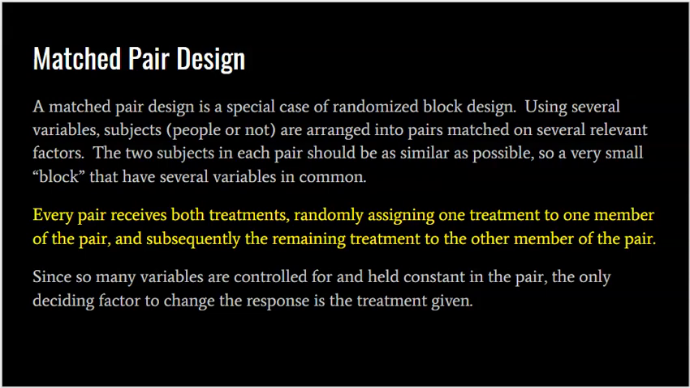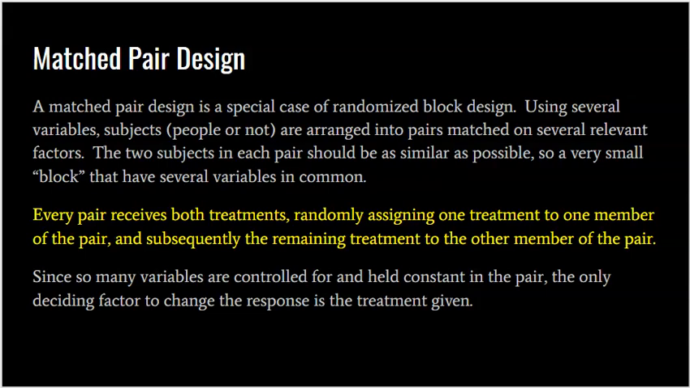The 2 subjects in each pair should be as similar as possible, so a very small block that have several variables in common. So essentially, you're making small blocks. You're making a whole bunch of blocks, and you're going to put 2 people in a block, in a pair, because they have lots of things in common. And then what you do is every pair receives both treatments. So you're going to go to each pair, randomly assign one treatment to one member, and subsequently the remaining treatment will go to the other member. So in each pair, somebody's getting treatment 1, somebody's getting treatment 2.